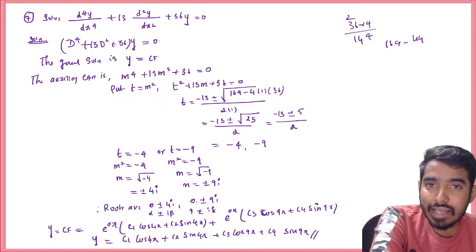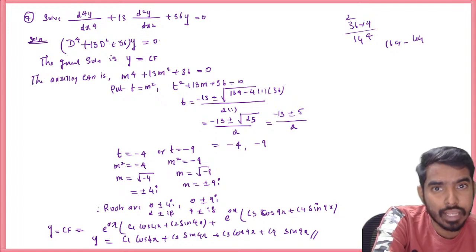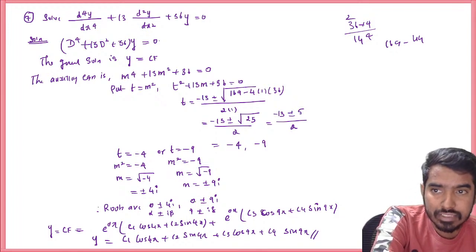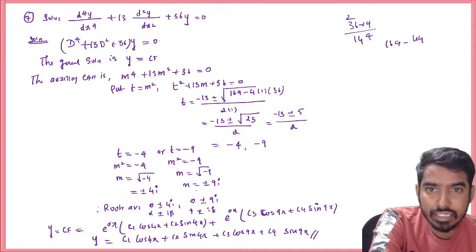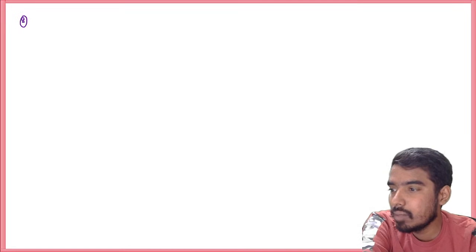So you have two pairs of distinct complex roots. All are distinct, right? 0 plus 4i, 0 minus 4i, 0 plus 9i, 0 minus 9i. All are distinct only, right? Super. So move on to the eighth problem. Is there any doubt up to now?